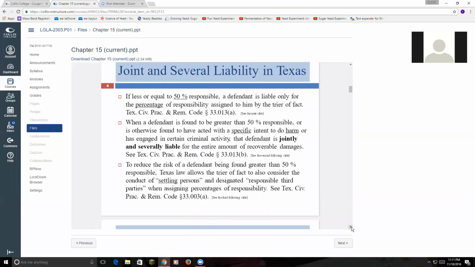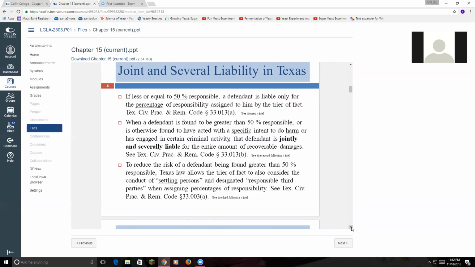Let's talk about the rules in Texas. In Chapter 16, we'll talk about tort reform, but we've already kind of touched on these topics before. I said that all the defendants are jointly and severally liable, but that's not true. In Texas, after tort reform, the only defendant who is going to be jointly and severally liable is a defendant who has over 50% responsibility for the accident.